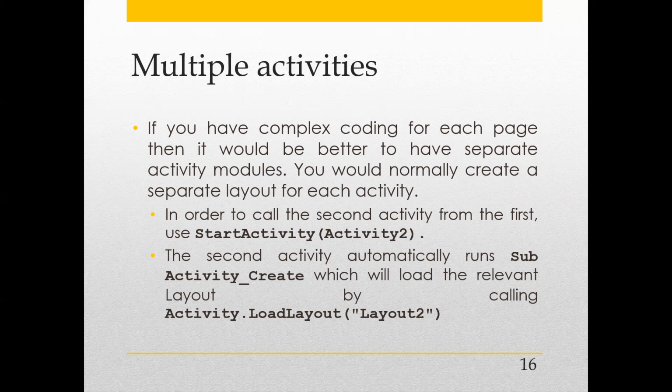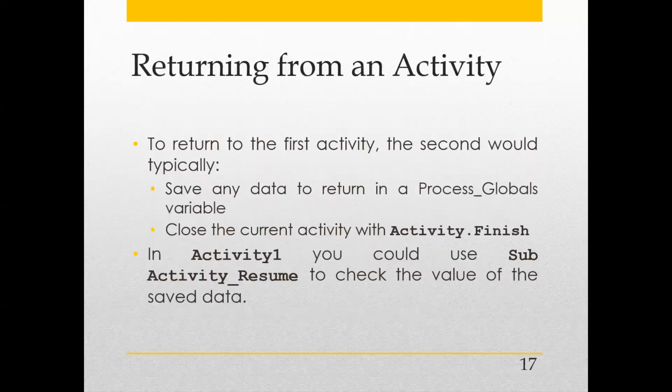Multiple activities. If you have complex coding for each page, then it would be better to have separate activity modules. You would normally create a separate layout for each activity. In order to call the second activity from the first, use StartActivity in brackets Activity2. The second activity automatically runs Sub Activity_Create, which will load the relevant layout by calling Activity.LoadLayout("Layout2"). In other words, multiple activities can also be referred to as jumping screens in a mobile application.